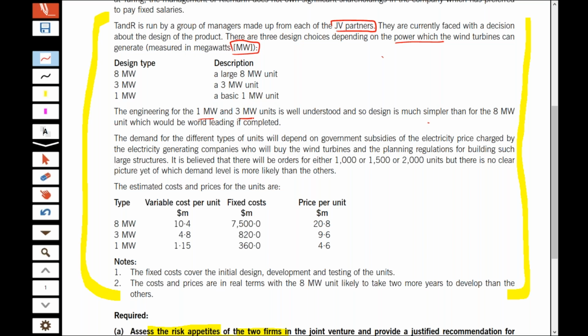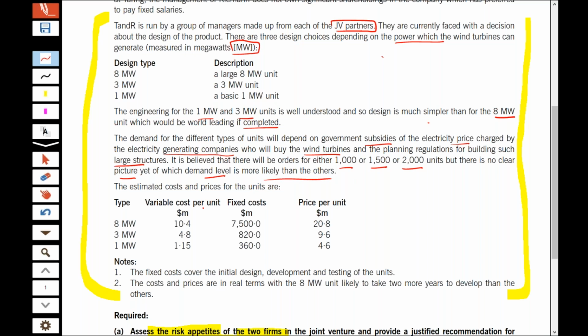The engineering for the 1 and the 3 megawatts is well understood, so the design is much simpler than for the 8 megawatt, which would be world leading if completed. It says the demand for different types of units will depend on government subsidies of the electricity prices charged by the electricity generating companies who will buy the wind turbines, and the planning regulations for building such large structures. It is believed that there will be orders for either 1,000 or 1,500 or 2,000 units, but there is no clear picture yet on which demand level is more likely than others.